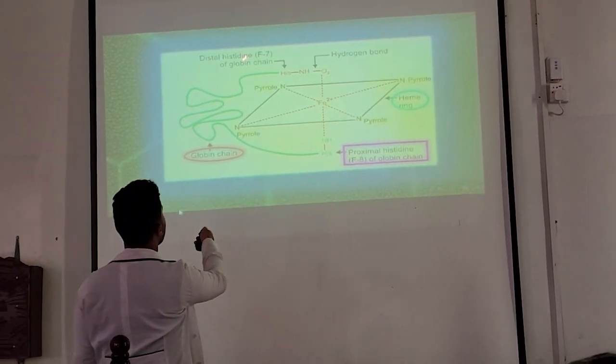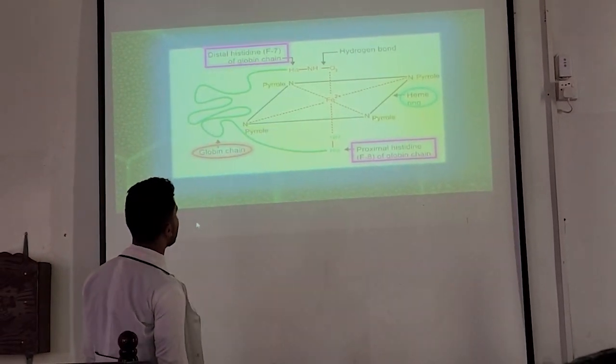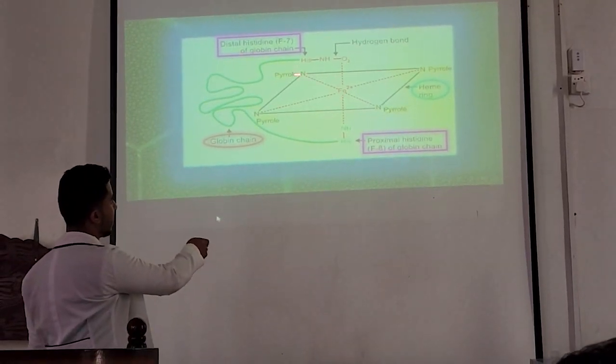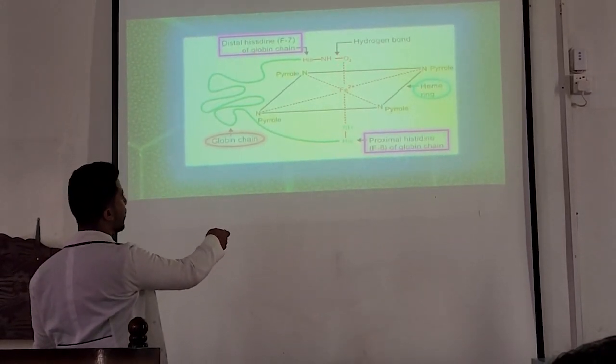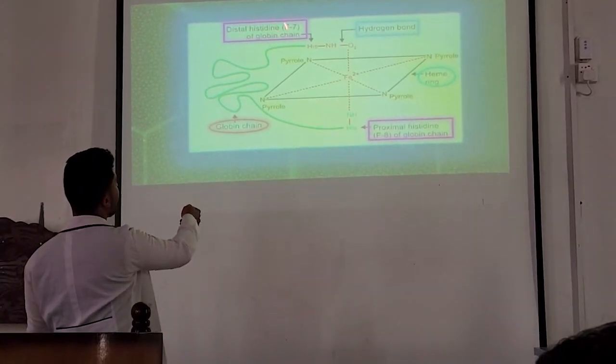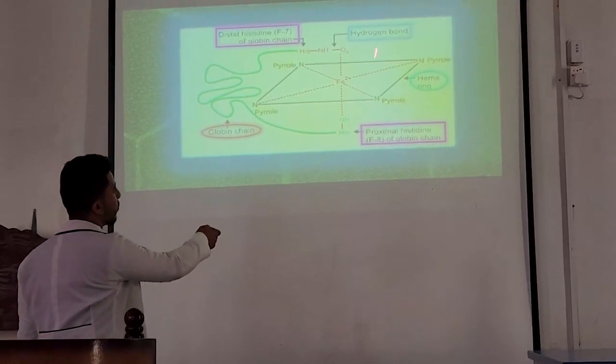Why do we call the distal histidine distal? This is the distal histidine because it doesn't bind directly with the ferrous iron. It doesn't bind, but it forms a hydrogen bond. This is the hydrogen bond that is formed between the distal histidine and the oxygen that binds to the ferrous iron.